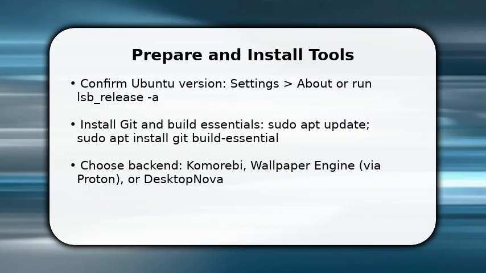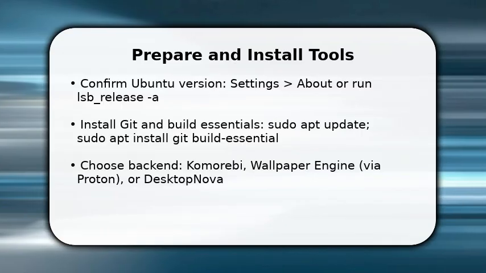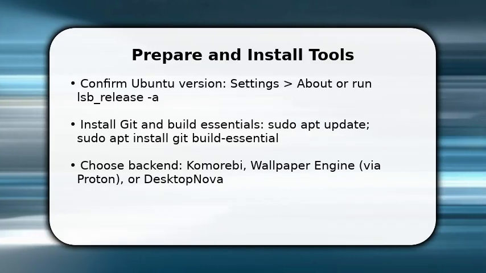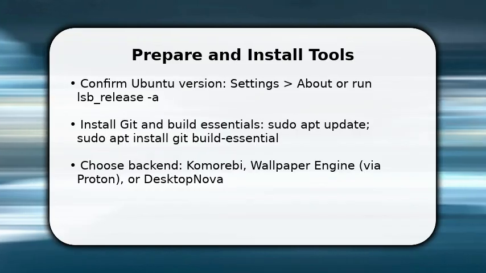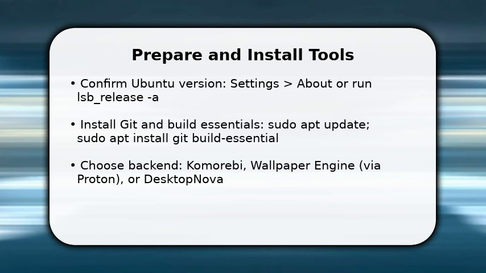You start by checking your Ubuntu version and ensuring you have basic tools. Open a terminal. Once done, install Git and build-essential so compilation or helper scripts work. Next, pick a live wallpaper solution. ComWhereby is native and lightweight. Wallpaper Engine runs through Proton if you prefer Steam support, and Desktop Nova offers multi-monitor routines. You do this now because the correct backend determines file formats and dependencies. Make sure to note which package manager commands you'll use.